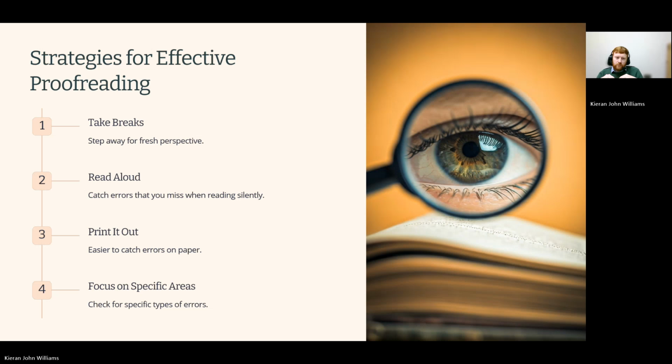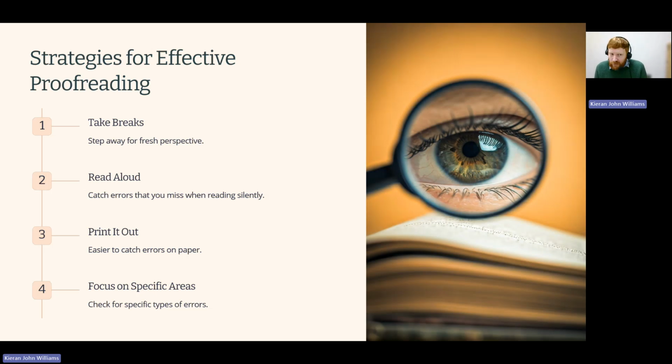So, strategies for effective proofreading. Okay. Make sure that you are taking breaks regularly. This will help you to keep a fresh perspective on what you've written. Okay. It can be difficult to think, oh my God, I need to look at 3,000 words again in order to edit it. Okay. So make sure you break it down. Don't spend all day looking at it. Split it up into smaller sections.